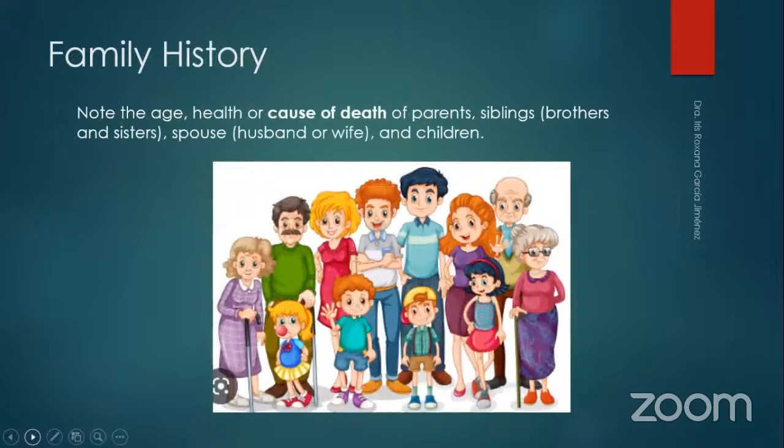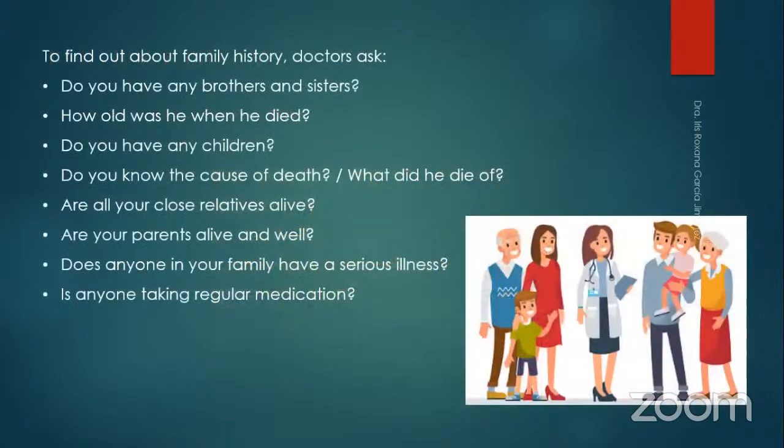About the family history, very nice topic. We have to write down the age, health or cause of death of parents, siblings, of course, brothers and sisters, spouse, husband or wife, we talked about it, and children. All the family tree to take into account. We all know why this.